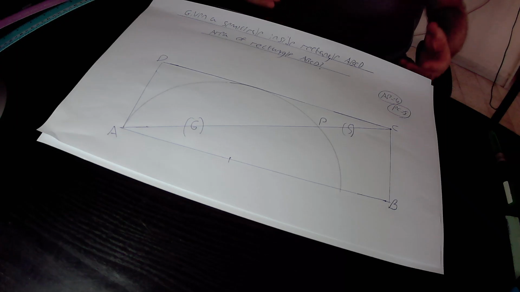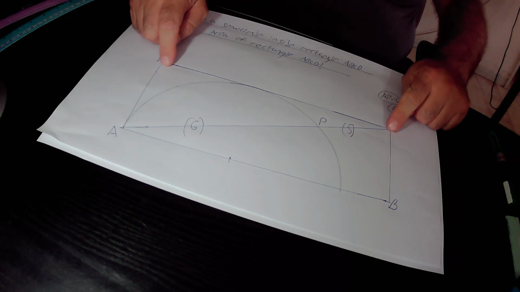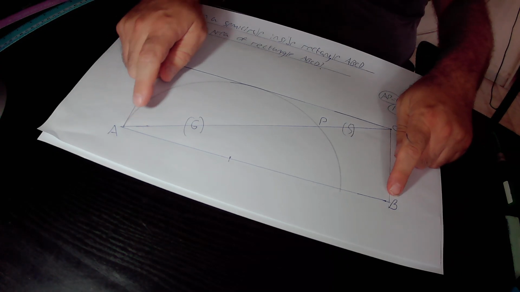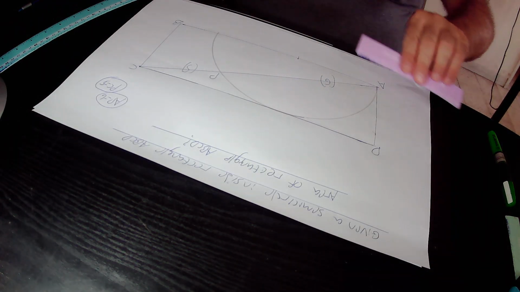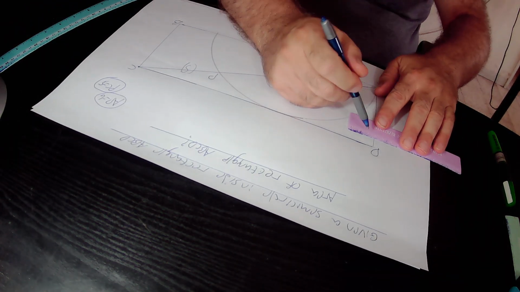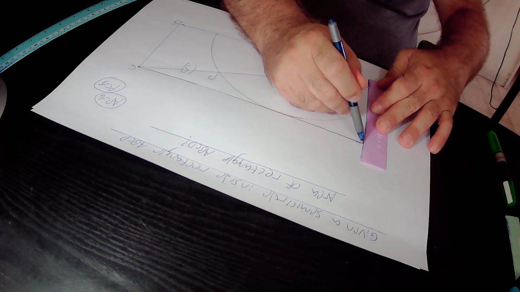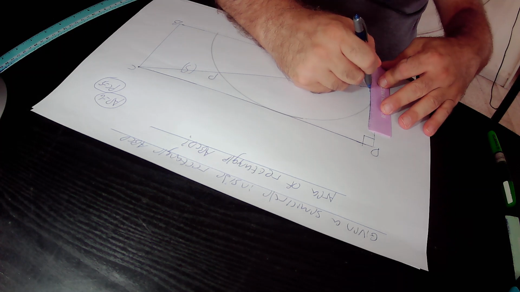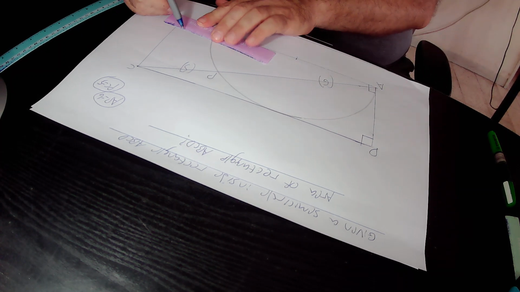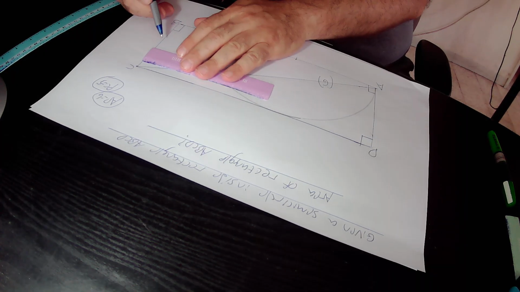So first of all, we know that all the angles inside a rectangle are right angles, so those 4 angles are all right angles. So okay, this is a right angle. This is also a right angle. This is a right angle. And this is also a right angle.